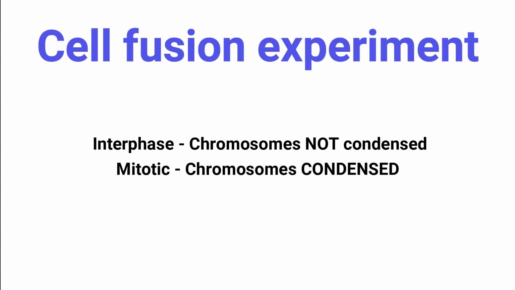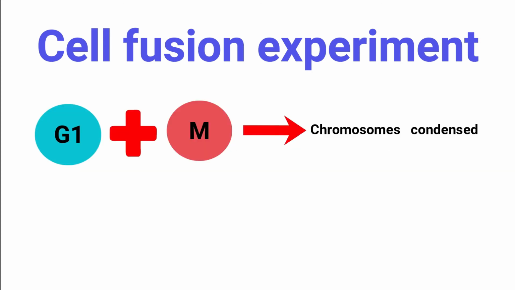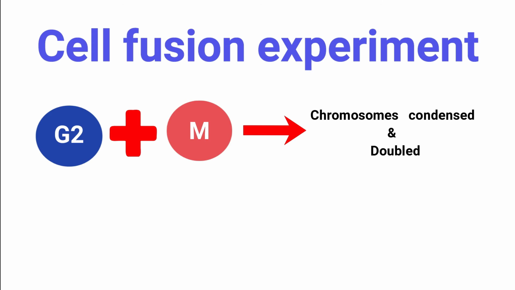Let's check these. If G1 cells fuse with a mitotic cell, what happens? Chromosome condensation. If S cells, that is cells in S phase, fuse with a mitotic cell, here also chromosome condensation occurs. Next case, if G2 cells fuse with M cells, that is mitotic cells, here also chromosomes condense and are doubled. Why? Replication has already occurred here, that is in G2.